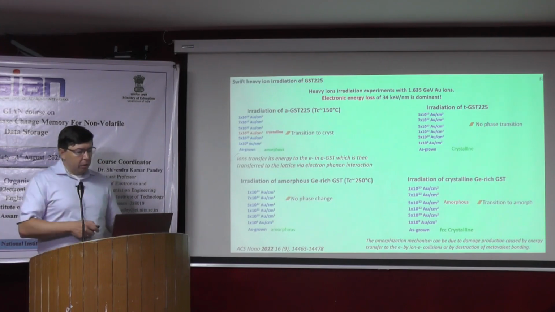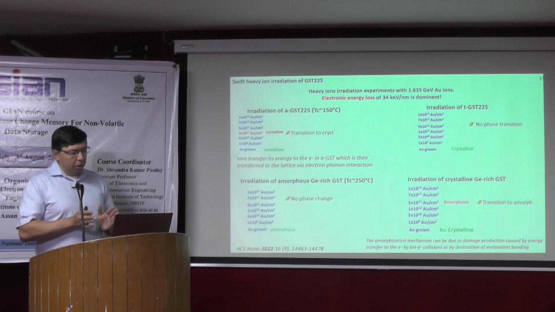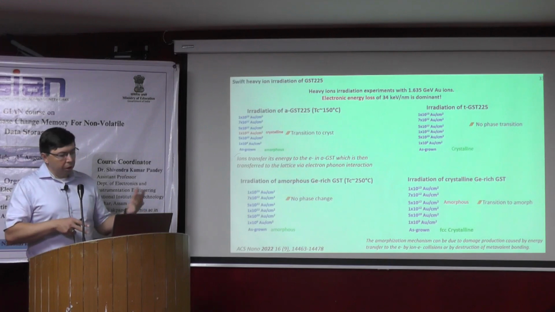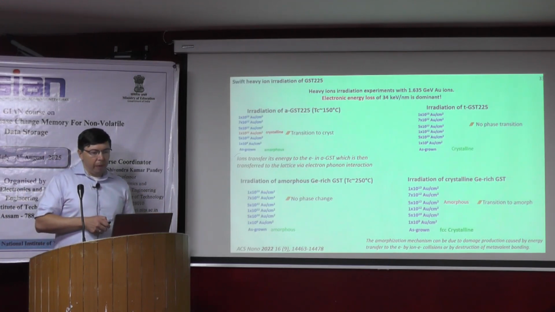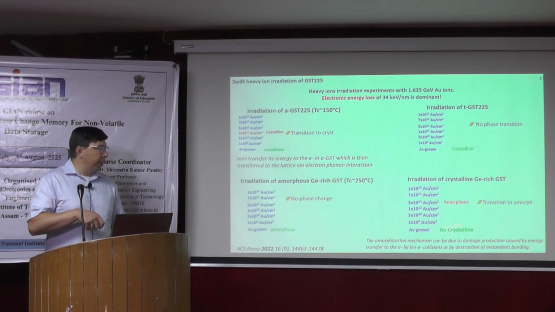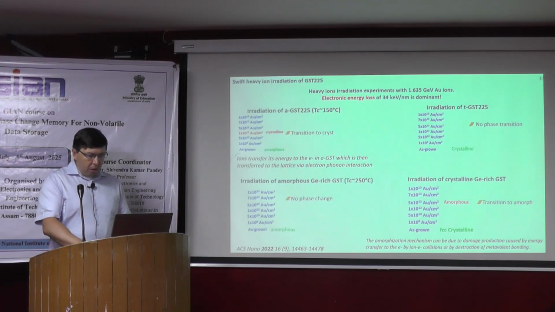And in the case of irradiation of the crystalline state, like the cubic state here, the irradiation simply causes disorder in the system. Because there are several vacancies here, if you induce enough disorder and lattice distortions in the system, we can transform from the crystalline to the amorphous state.